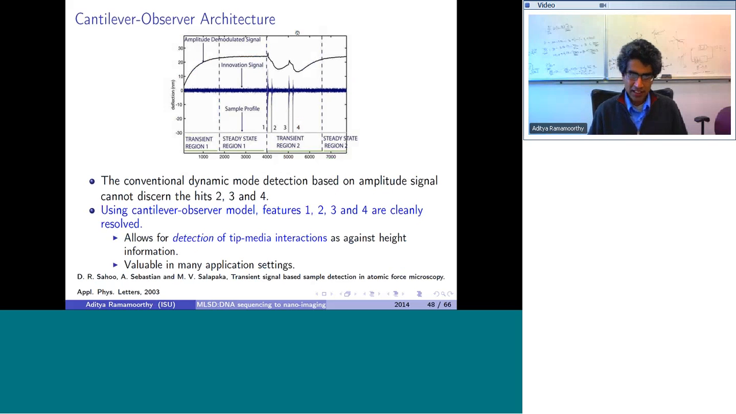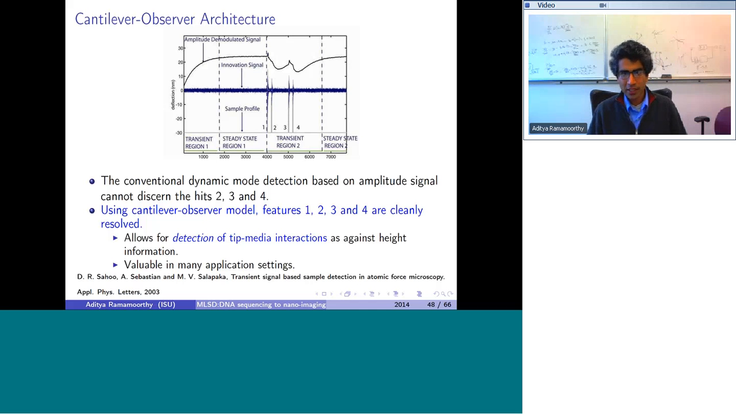Now, this is an example of what something like this can do for you. This curve that I have here is the envelope of the sinusoidal deflection signal, and this is the innovation signal that you get out of this observer architecture. Conventionally, people would just look at the deflection signal and try to image. You can see that there is some kind of change here and some kind of change here. But in fact, if you look at the innovation signal, you see that it spikes at 4 different points. So that is this one, and this one.